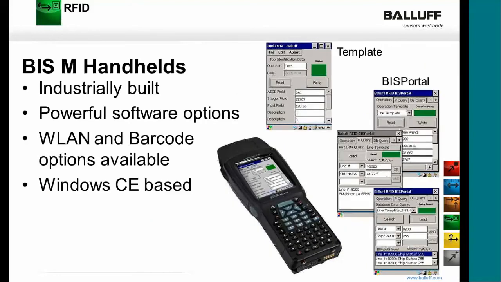The handheld programmer, many of you have seen this before. The handheld programmer is an industrial built device. It has different software options, either the template software or the portal software. It is WLAN and barcode options available. It is a Windows CE based device. So if you have a product that is scattered around a manufacturing facility, you can take the handheld and just scan the tag and read the data right there from the tag.